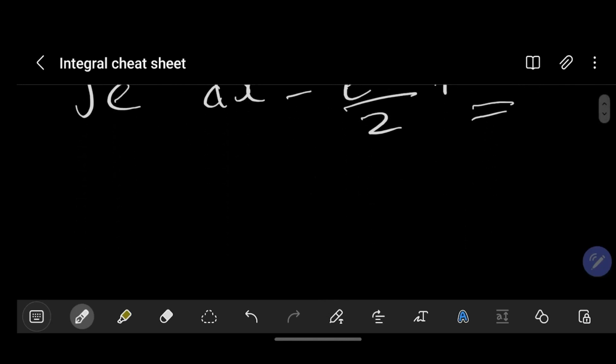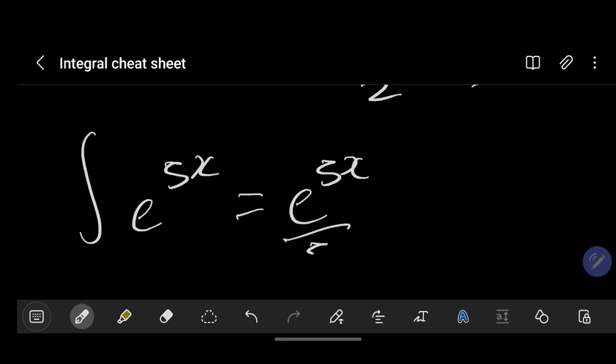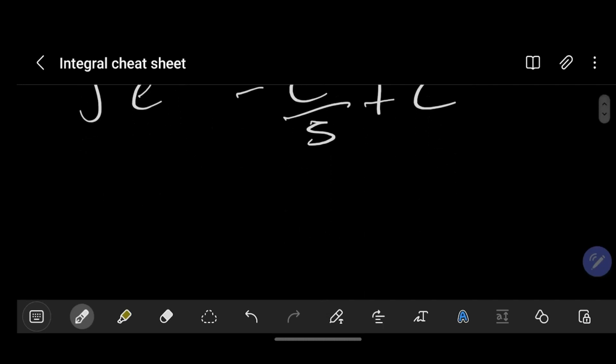Let's do another one. So if we have the integral of e to the 5x, that's equal to e to the 5x over 5 plus c. Quite simple, right? Let's take it up a notch. Let's look at an example where we have more than one constant.